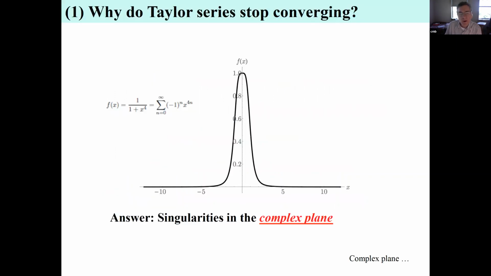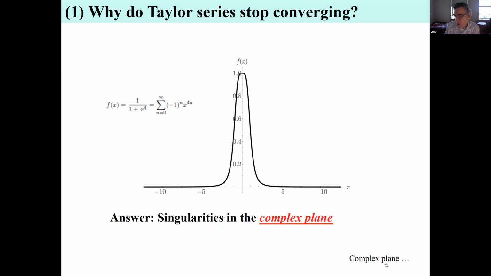Okay, so here's a very simple example. Take the function 1 over 1 plus x to the 4th. Okay, and here is its Taylor series. And if you look at a plot of the function, it's nice and smooth, and yet the Taylor series has a radius of convergence or divergence at plus or minus 1, even though you don't see anything happening in the curve at plus or minus 1. Why is this? And as you all know, the answer is that there are singularities in the complex plane that cause the Taylor series to diverge, even though you cannot see them on the real axis.